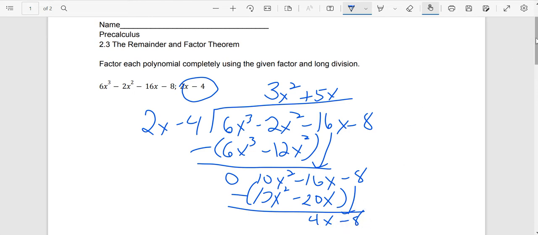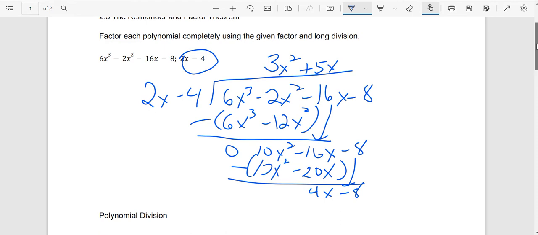Now, what times 2x gets you 4x? Simple as that. It's 2. 2 times 2x is 4x. And then 2 times negative 4 is negative 8. Hooray, you get 0. It is a factor, okay? So 2x minus 4 is a factor, and now we can factor completely.